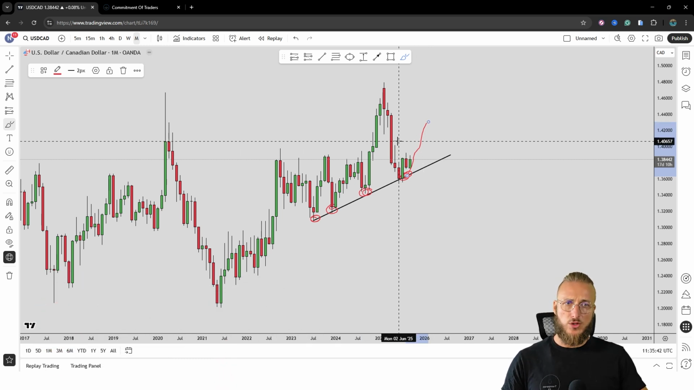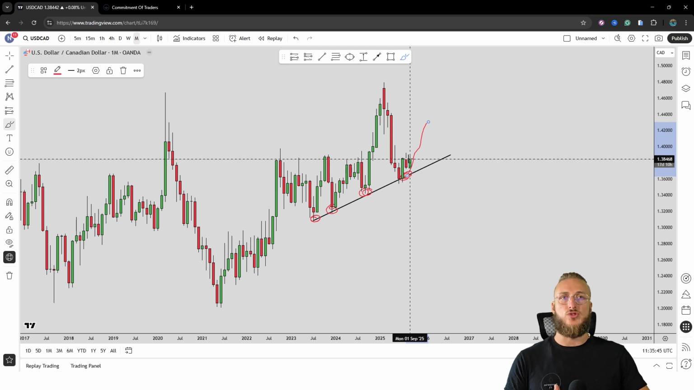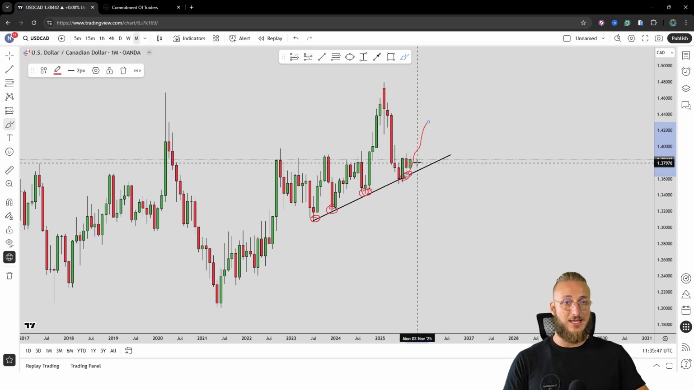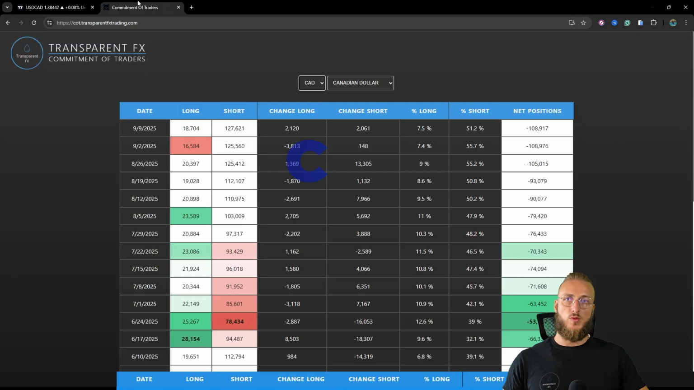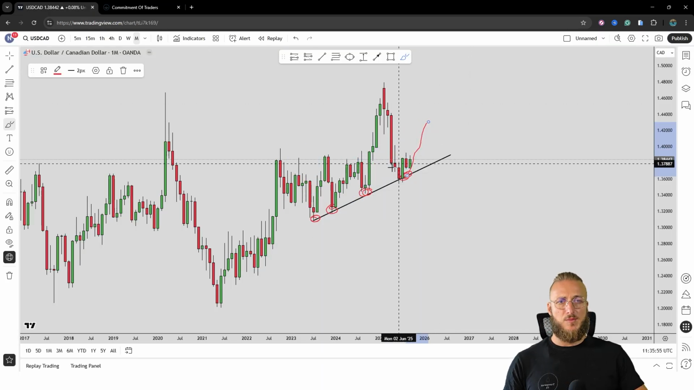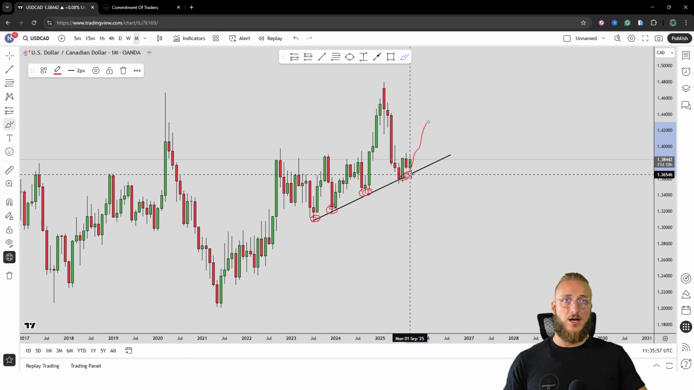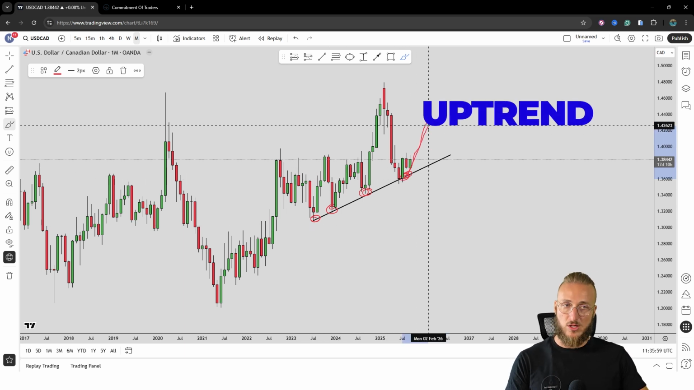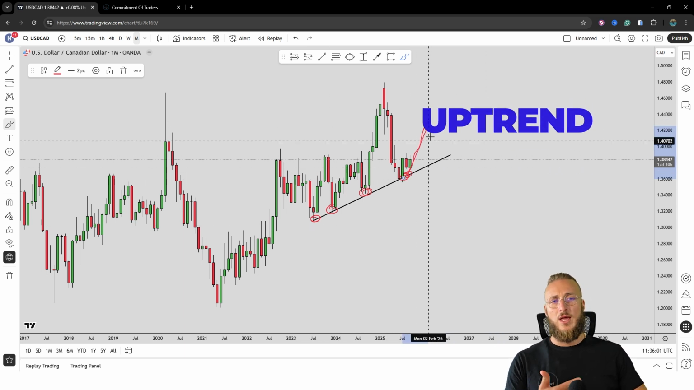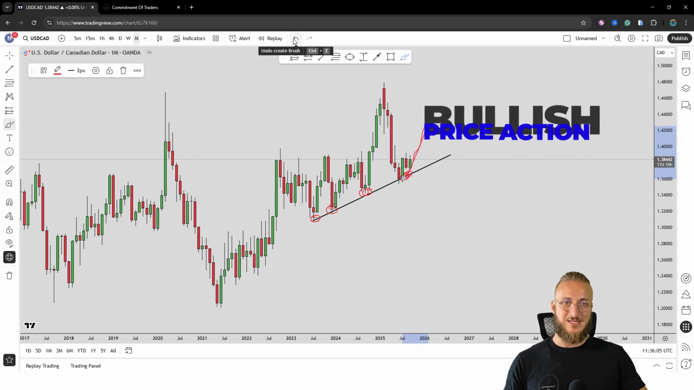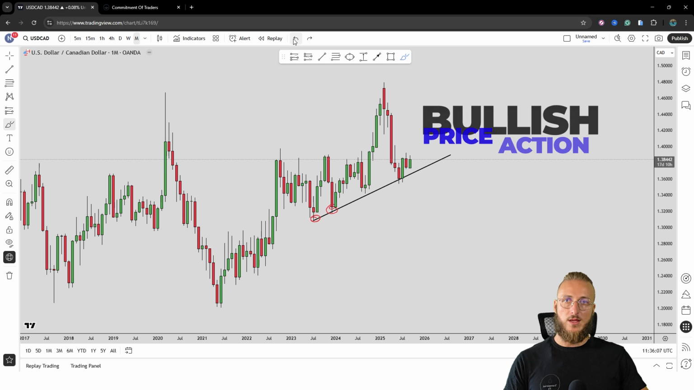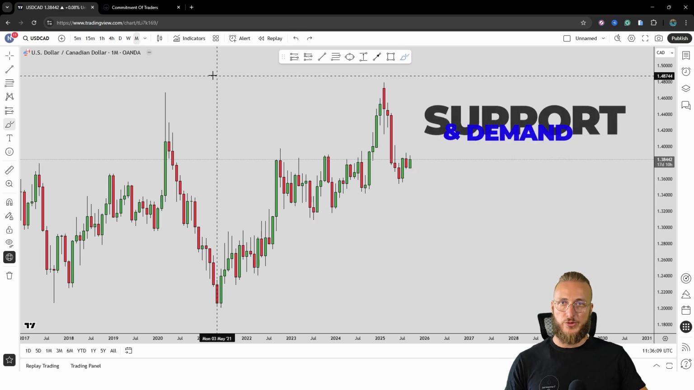And we will be looking at whether or not institutions are currently buying USDCAD with the creation of this higher low in just a few moments when we move to the commitment of traders analysis. But for now, let's keep in mind that on the monthly, we are at a higher low area. The market has already started creating the higher low, and we're currently having the possibility of seeing more bullish price action being created away from this monthly demand and support zone.